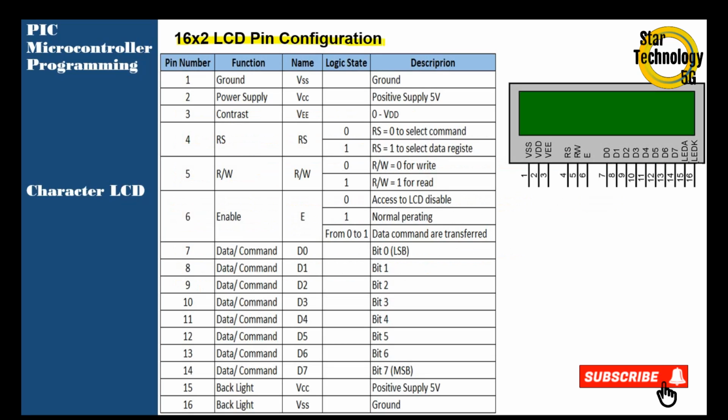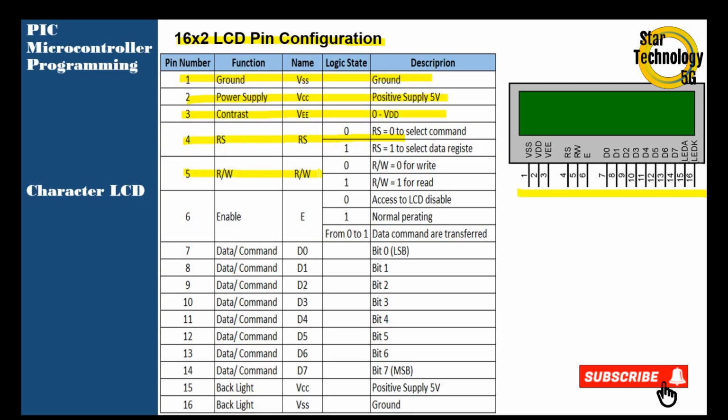16:2 LCD pin configuration. You can see here is the LCD. There are 16 pins. Number 1 pin is ground. Number 2 pin is power supply, positive 5 volt. Number 3 pin is the contrast pin. Pin number 4 is RS. It can select the command or data.